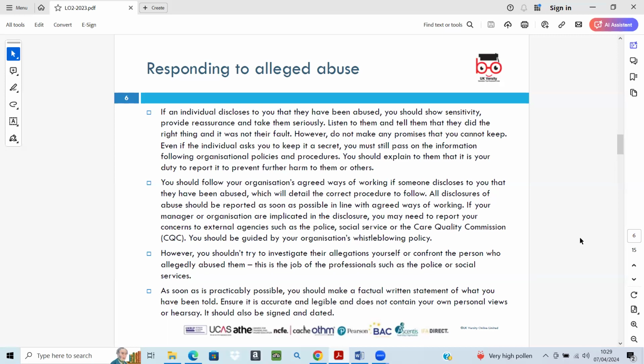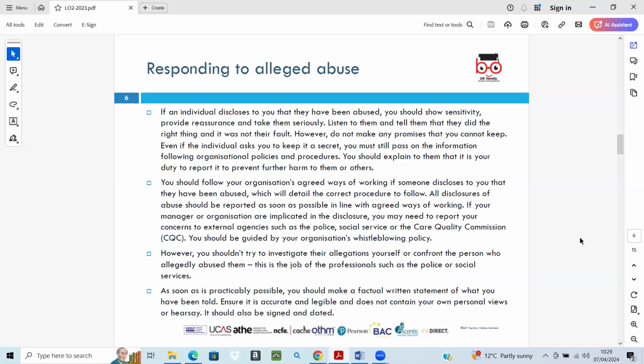Then we have to record it. Care workers should make a factual written statement of the disclosure as soon as possible. The statement should be accurate and free of personal views, and should be signed and dated. These are a few of the important points that we need to do.